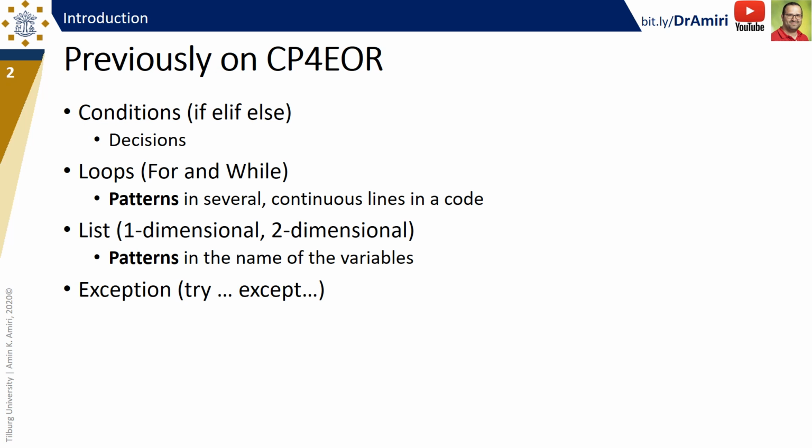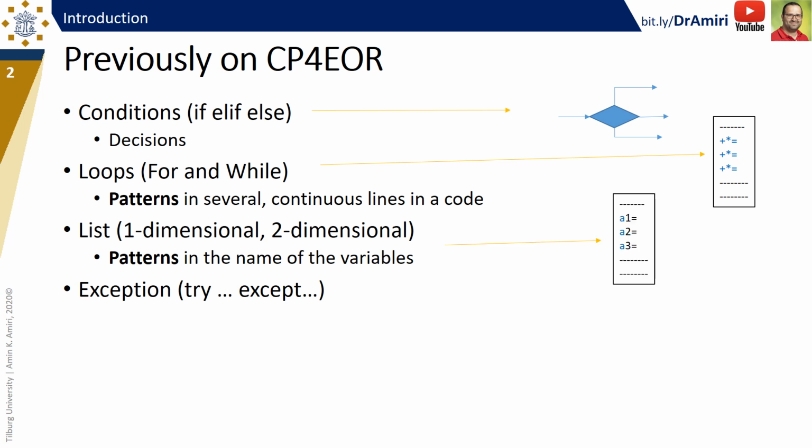Previously, we learned about if, elif, and else statements. We used them for making decisions based on one or several conditions. We also learned that if we have patterns in several continuous lines in a code, we need to turn that into a loop. We also learned that if the pattern is in the name of the variables, we need to turn the pattern into a list. You also learned about runtime errors, semantic errors, and syntax errors.